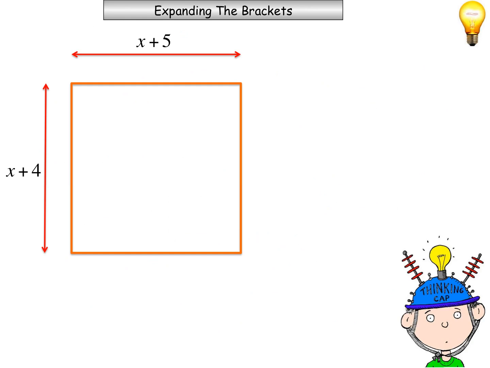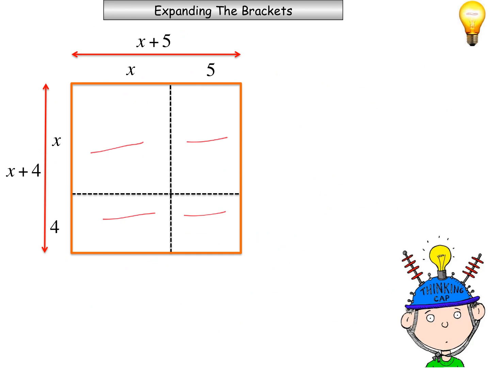Now let's look at the binomial expansion with pronumerals in it. So if I had x plus 5 multiplied by x plus 4, I would have the area of these 4 rectangles. So x plus 5 multiplied by x plus 4 is the area of those 4 rectangles.